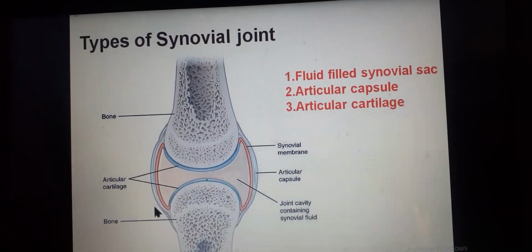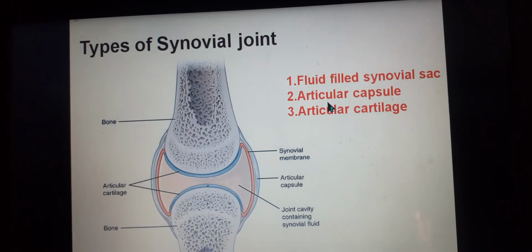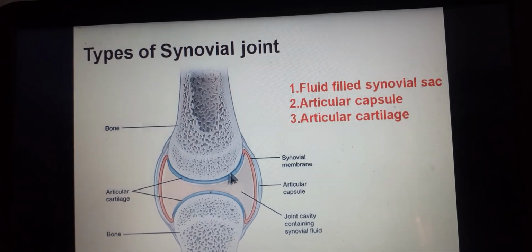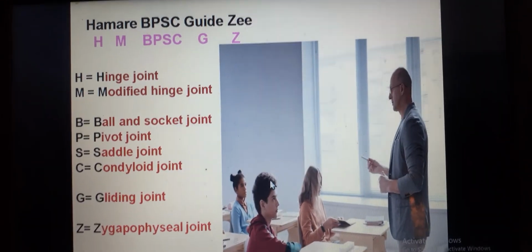This is the articular capsule in white color, or joint capsule, and articular cartilage. This in blue color is the articular cartilage.